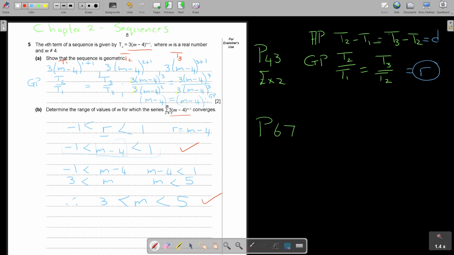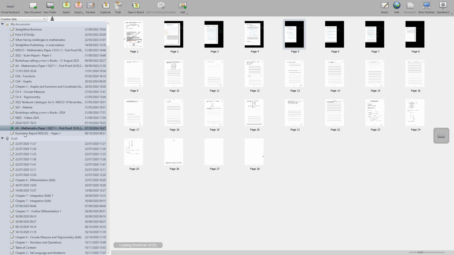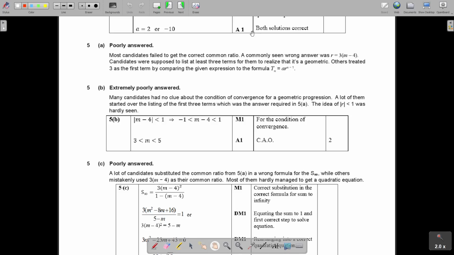But let's go to the examination report. Okay, extremely poorly answered. Many candidates had no clue about the condition of convergence for a geometric progression. A lot of them started with the listing of the first 3 terms, which was the answer required in 5A. The idea of the absolute value of r smaller than 1 was hardly seen. So there was your first step, taking it to the negative and to its absolute values, and then simplifying that and coming to that answer. Okay, so let's just go back to the question paper.